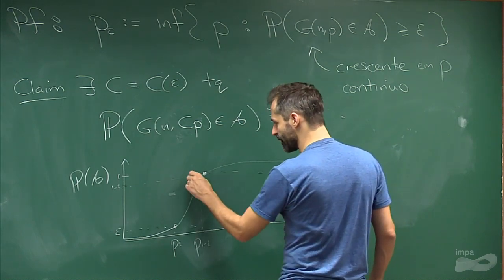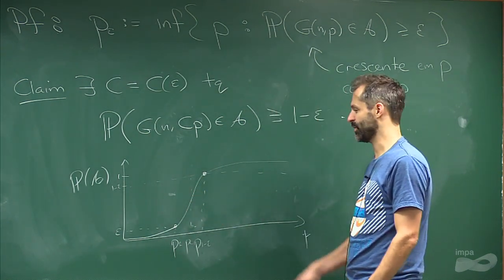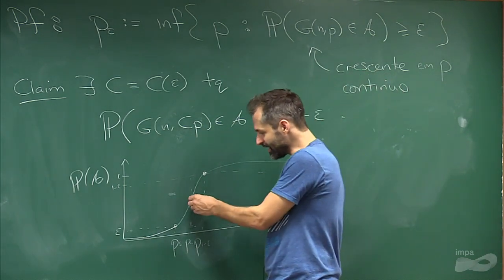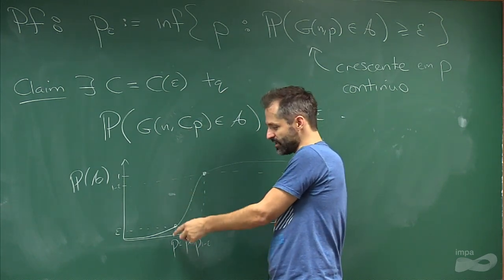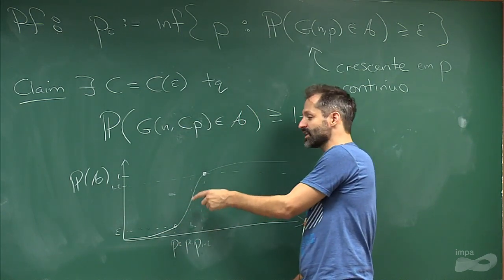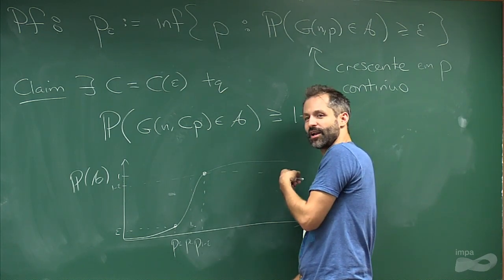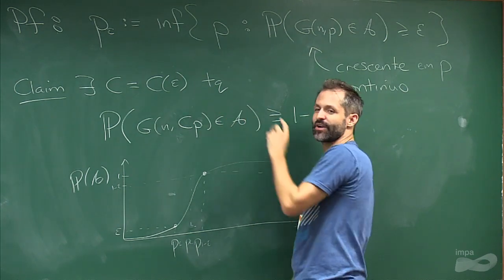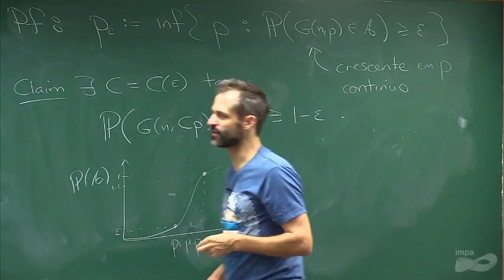So if that's true, then we can take PC to be any point in here, the point where it's a half or whatever, and then any p which is smaller than PC over this large constant, the probability will be smaller than epsilon. And any p where it's larger than this large constant times PC, it'll be bigger than 1 minus epsilon. Now just let epsilon tend to 0. This is going to be true for every epsilon. Right. Does it make sense?